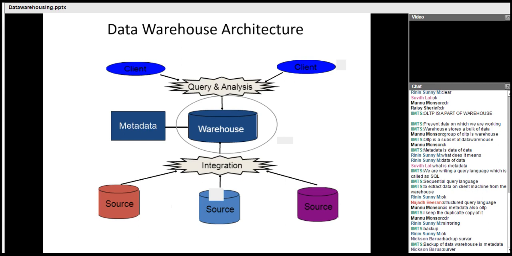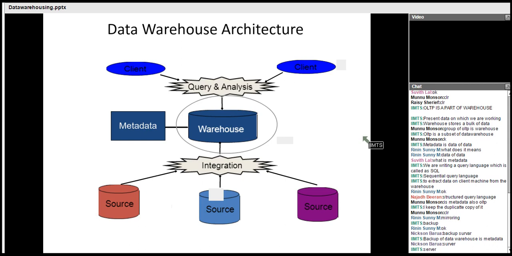It's not "server" with that spelling. Nixon, there is no word called SURVER, it is SERVER.